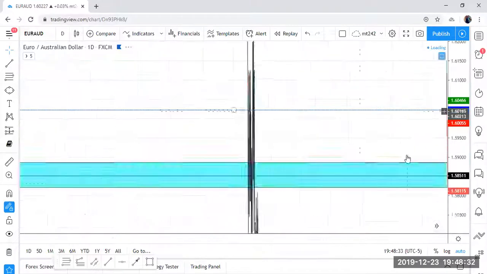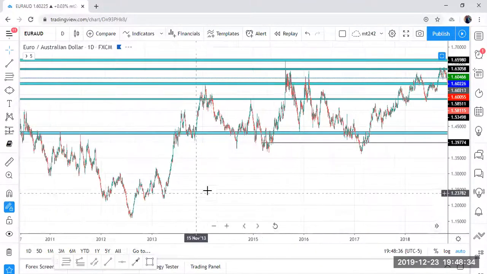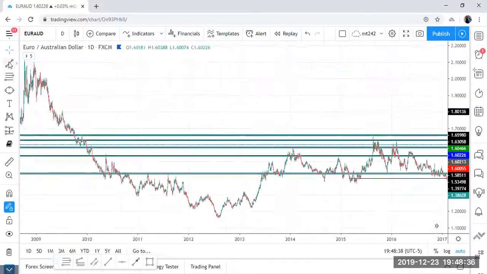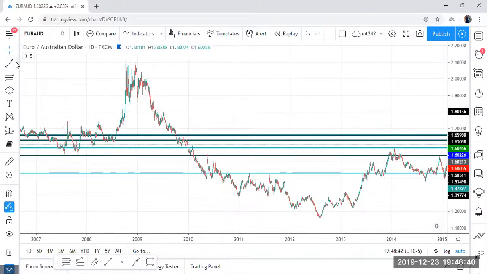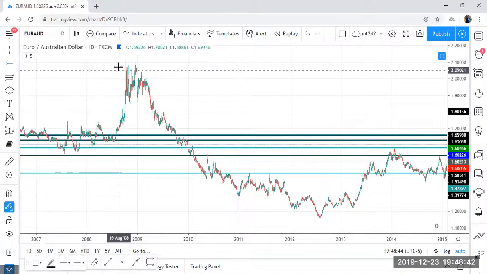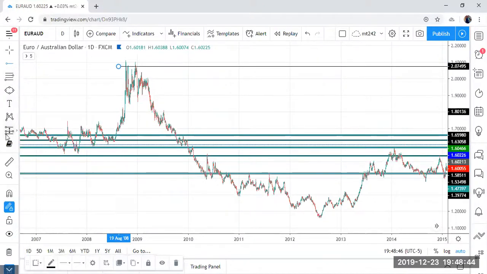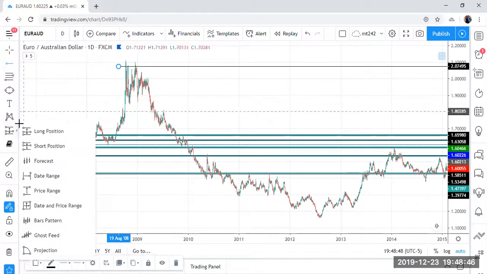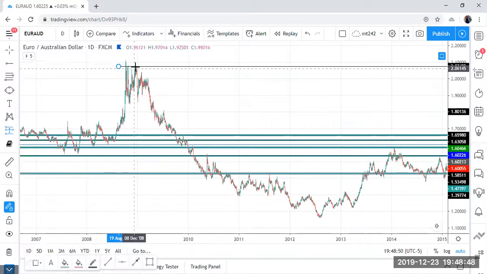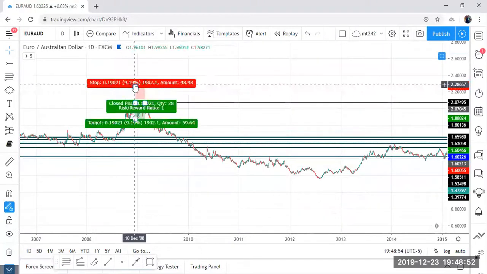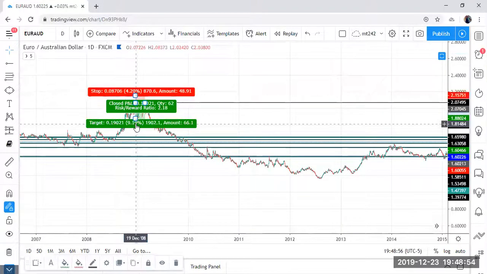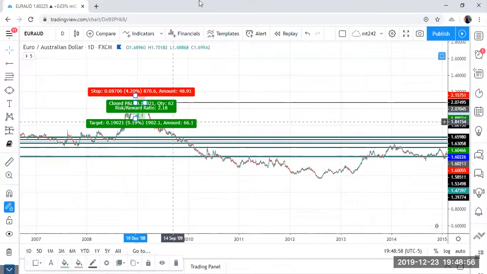Let's go to the day chart. If we were looking at this move here, we say, okay, I see the resistance here. I want to sell this. I want to just let this run for the whole of the year.